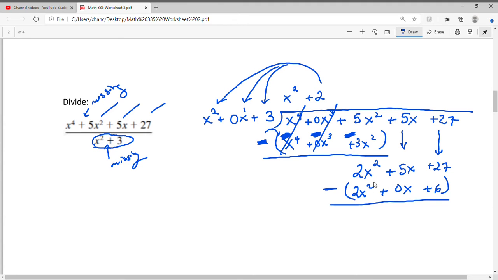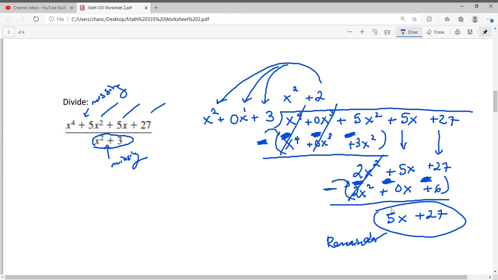So we have 2x squared minus 2x squared. Again, don't forget to distribute. This is actually a negative. This is a negative. And this is also a negative. That cancels out. We get 5x plus 27. Now notice that in the next step we're going to ask x squared times what gives us 5x. Well, the power is less than that of x squared, so we know we can stop here. This is going to be my remainder.